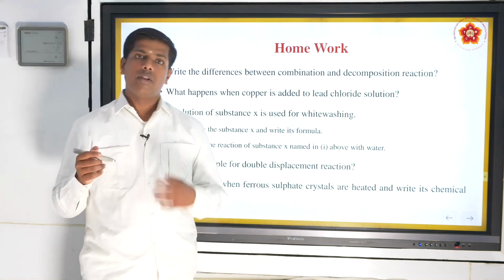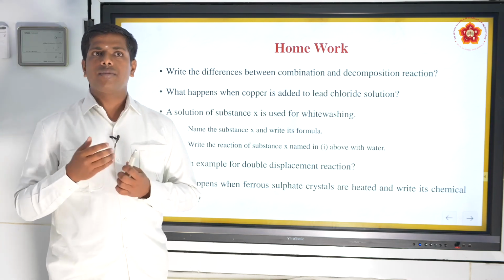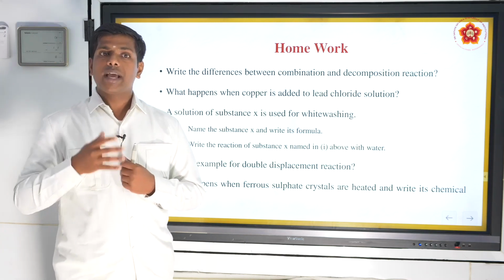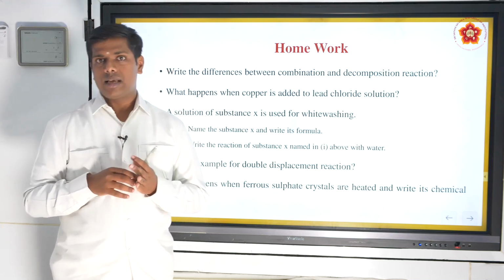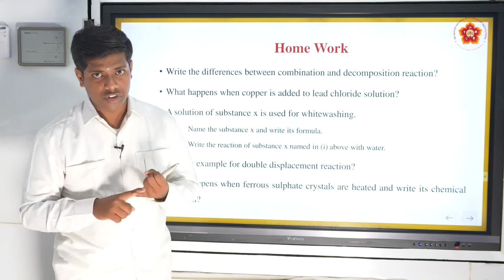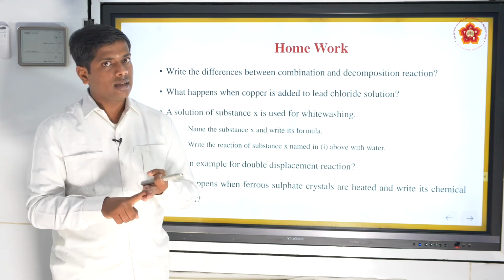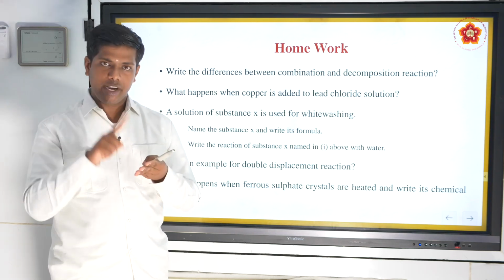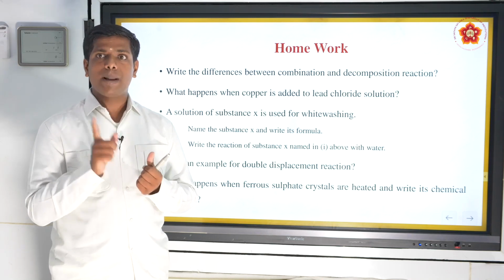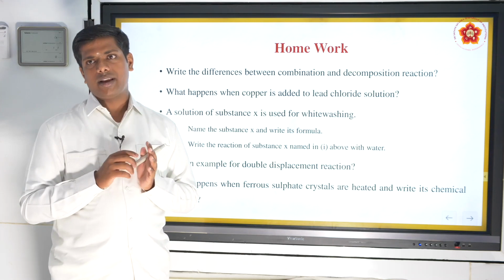Children, we have learned types of chemical reactions. We have almost completed the double displacement reaction. Today's class is very interesting, especially types of chemical reactions. We have discussed combination reaction. Next we did exothermic, next decomposition, endothermic. Next, displacement and double displacement, which is also known as precipitate reaction.